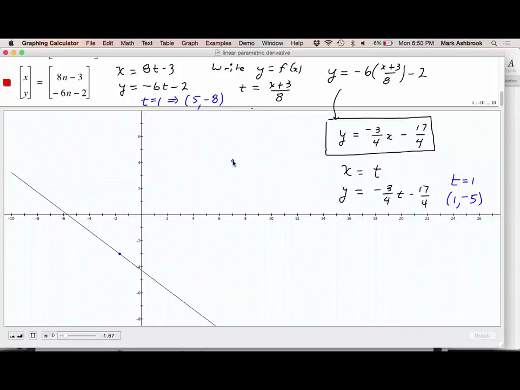What's going on here? What happened? This is a key point about parametric functions. If I plug t equals 1 into my original, I get the point (5, negative 8). I found y as a function of x correctly, and I made a new set of parametric equations from that, and now if t equals 1 for that one, I get (1, negative 5).